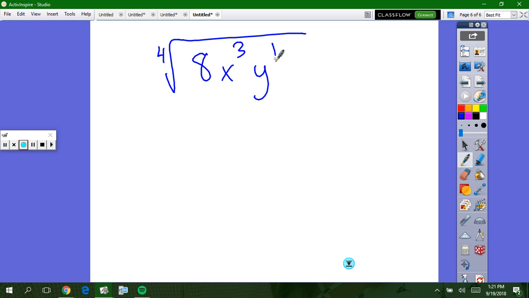Okay, here we go. We're going to write this as a rational exponent. Right now it's a radical, isn't it? Okay, but we are going to do a rational exponent.